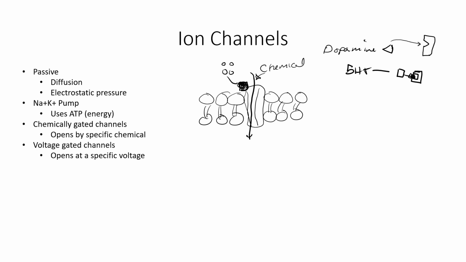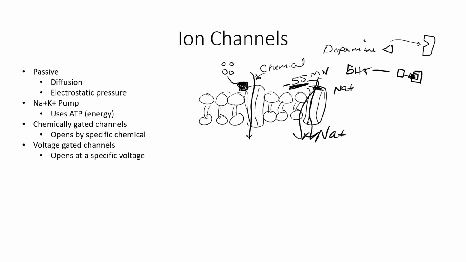So that's chemically gated. And now for our voltage gated channel, this is one we're going to talk a lot about in a few minutes. This one opens when the membrane gets to a certain millivolts. Say it gets to negative 55 millivolts, then the channel will open and let sodium rush in. But it stays closed until it gets to that particular voltage. When it reaches this specific voltage, the channel opens, allowing sodium to come in. That's a good example right there.